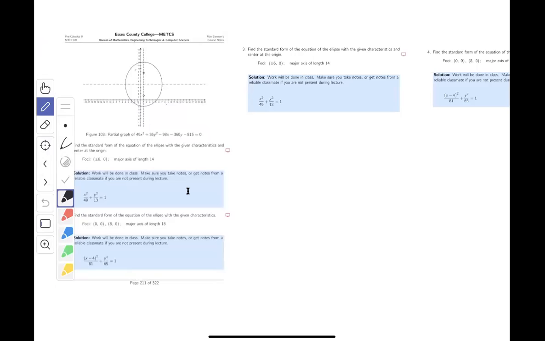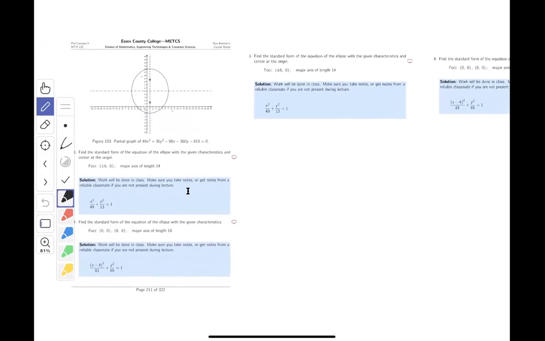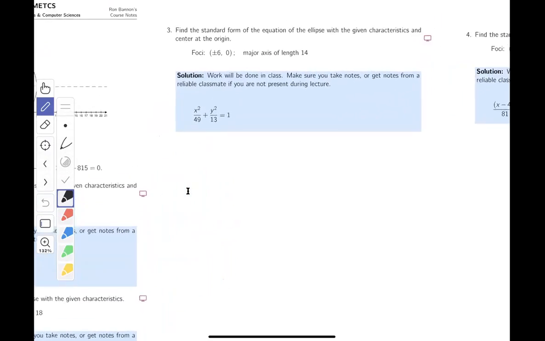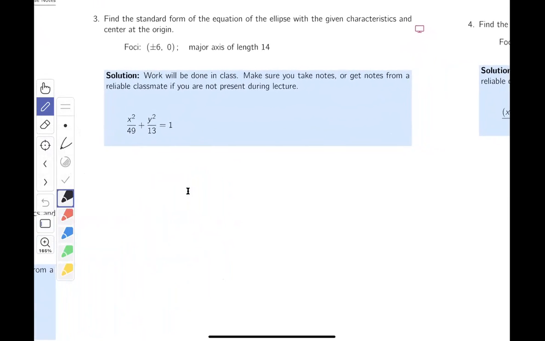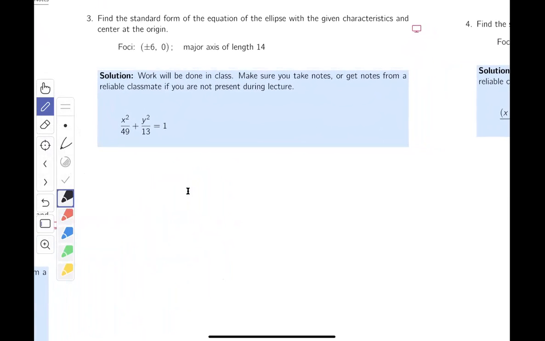All right, let's go to number 3 now. We just finished 2. Again, my understanding is they want us to find a standard form of the equation of the ellipse with the given characteristics, centered at the origin. So let me write that down for you. Notice center. It's the origin, which means 0, 0. Right, and it's an ellipse. And it says with the given characteristics.